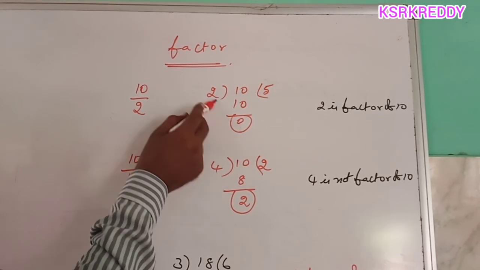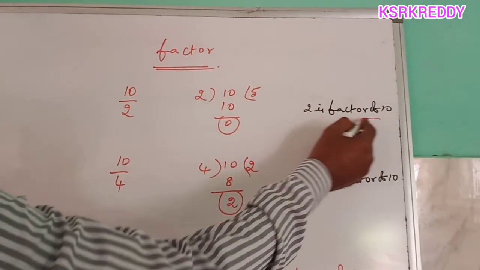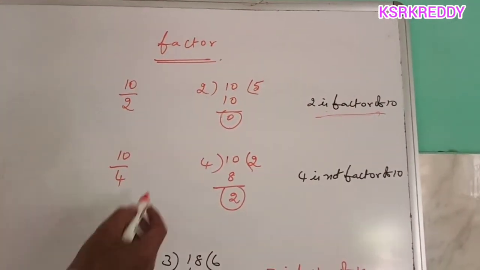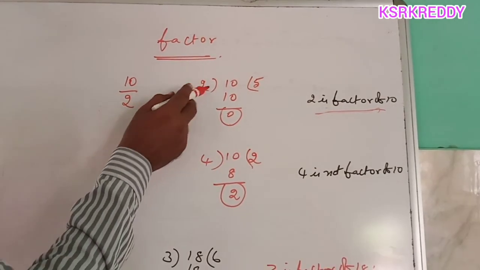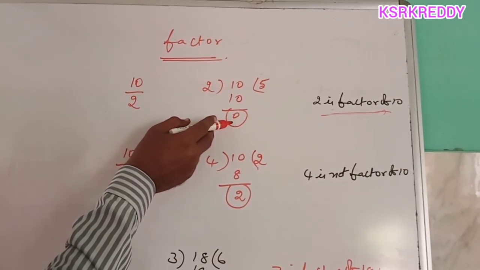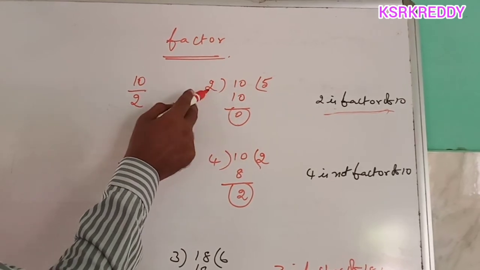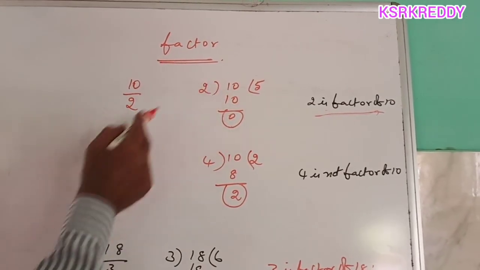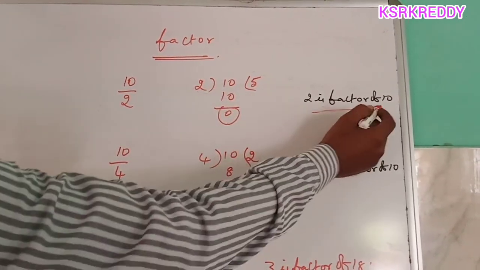Remainder 0 means 2 is a factor of 10. Remainder 0 means that when one number is divided by another and the remainder is 0, that number is a factor of the value. So 2 is a factor of 10.